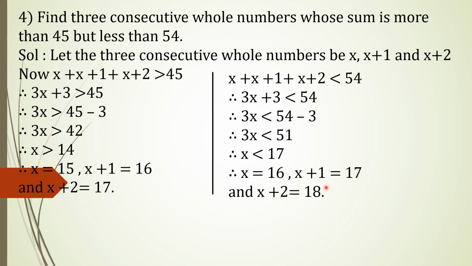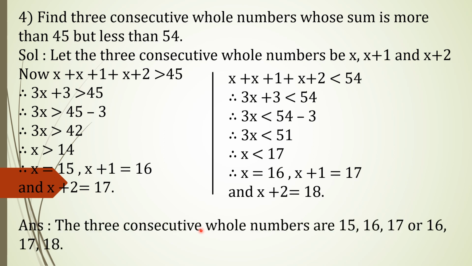So 16, 17, 18. If you add these three numbers, 15, 16, 17, the sum would be more than 45. And if you add 16, 17, 18, the sum would be less than 54. Is it clear? So the final answer: the three consecutive whole numbers are 15, 16, 17 or 16, 17, 18. I hope you got this.